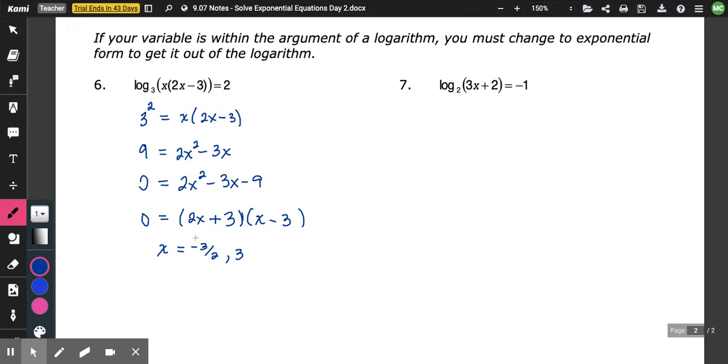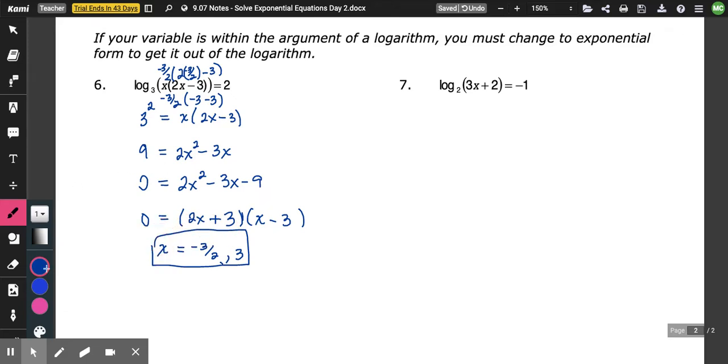So if I take each of these numbers and I plug them in, negative 3 halves, then inside here that would give me negative 3 halves, and then 2 times negative 3 halves minus 3. So inside there I would have a negative 3 halves, and then negative 3 minus 3. So ultimately that would be a negative times a negative, which is positive. So negative 3 halves is a good answer. When I put in 3, that one I can do in my head. 3 times 6 minus 3, that's a positive times a positive, which is still positive. So this one actually has 2 good answers to it.